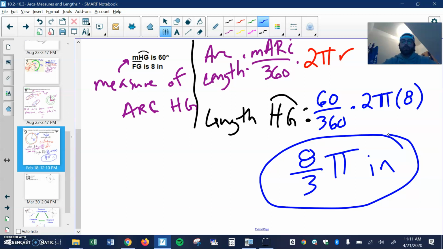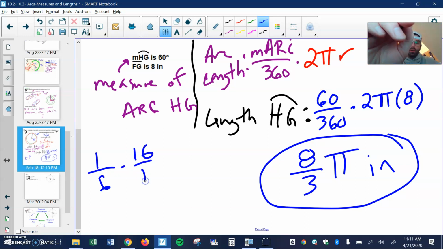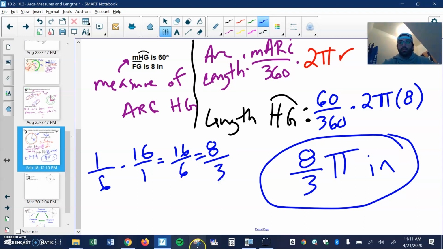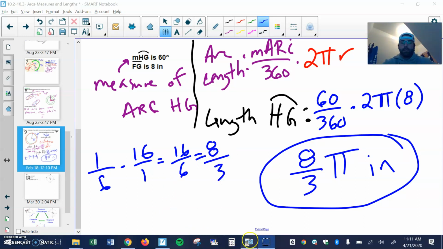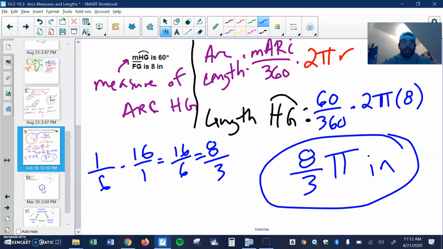Let's say I didn't have a TI calculator and couldn't use the math enter feature. Well, I can do it like this. I know that 60 over 360 is 1/6, because the zeros cancel out and 36 divided by 6 is just 6. I can do 1/6 times 16 over 1, which is 16 over 6. I multiply straight across, divide both by 2 to get 8 over 3. The future numbers hopefully will be a little bit nicer for you, so you don't have to have a fraction like that.